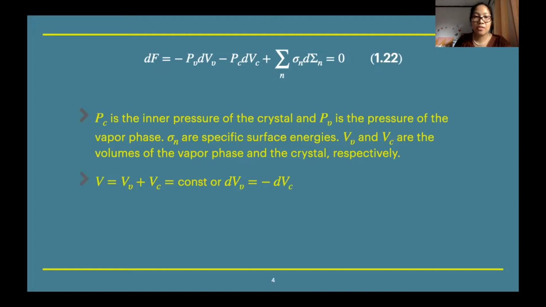The total volume is the sum of the volume of the vapor phase and the volume of the crystal phase. And since the total volume is a constant, the derivative dV equals 0. Hence, the derivative of the volume of the vapor phase is equal to the negative of the derivative of the volume of the crystal phase. And so from equation 1.22, we can rewrite that into equation 1.23. So having the volume part and the surface part.